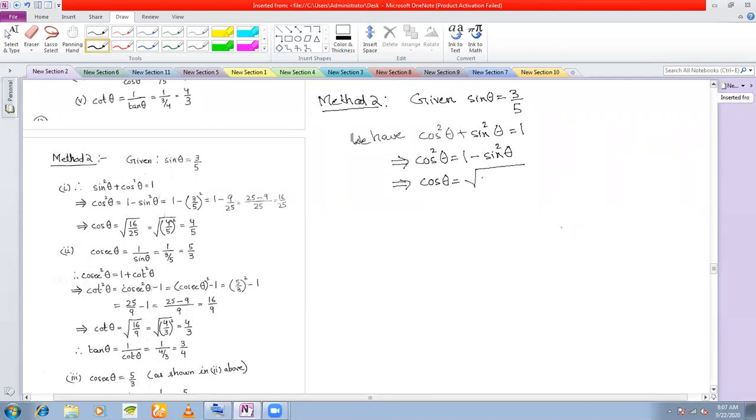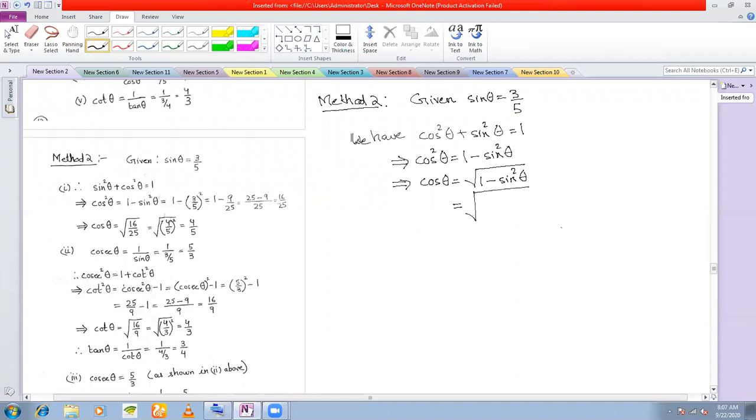That means cos theta would be square root of 1 minus sin square theta. And we don't take the minus sign, we only take the positive square root because theta here is acute. That is why we don't take the negative sign when we are taking the square root. So therefore, what should be cos theta?